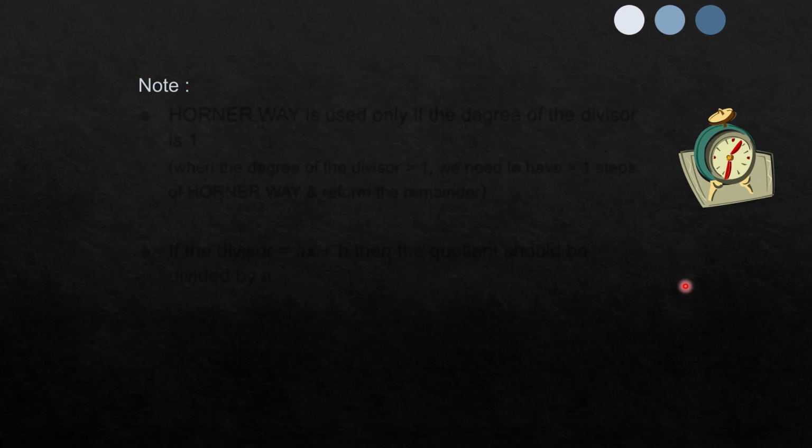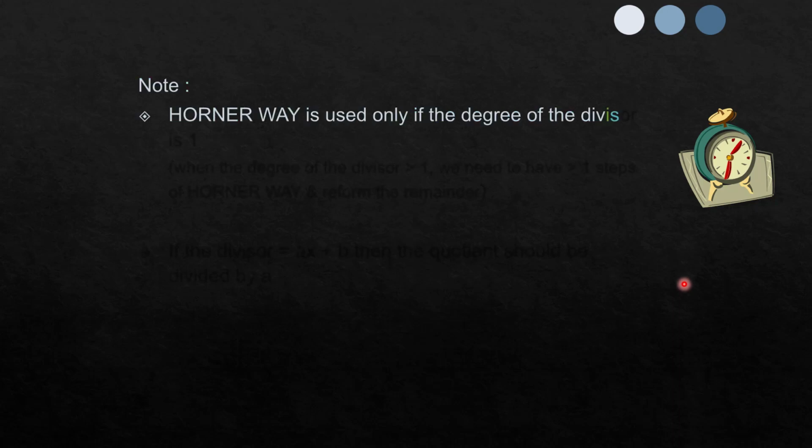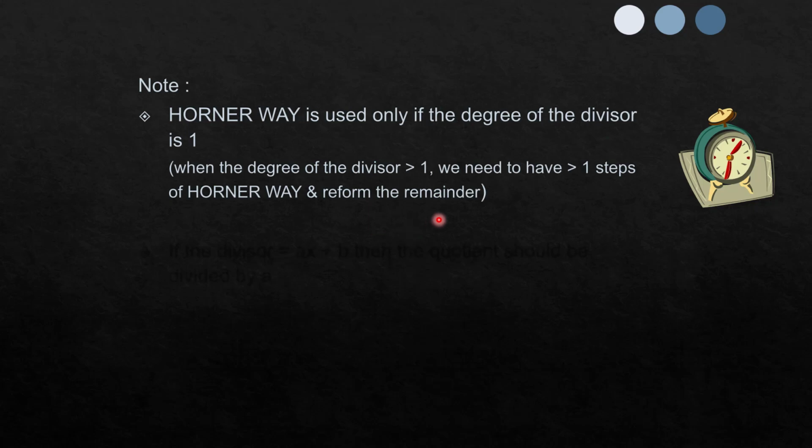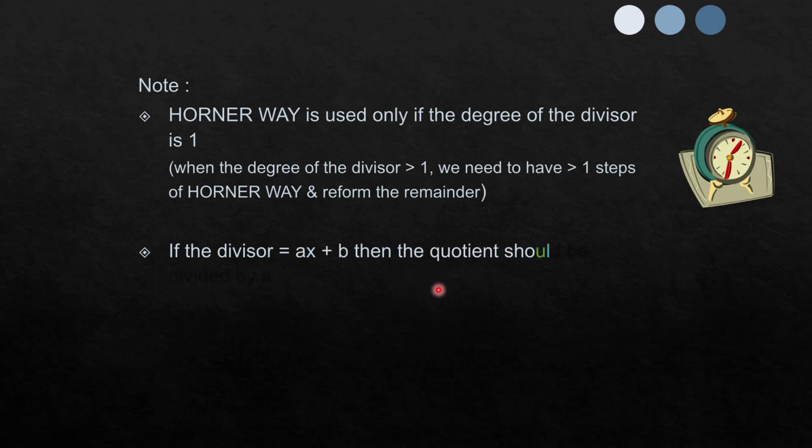Okay, so please take a note in here. What we learned is only the HORNER way with the degree of the divisor 1, and when it is greater than 1, we still have other steps of HORNER, and later you also need to reform the remainder. If the divisor is with the coefficient not 1, later we will talk about it as well.